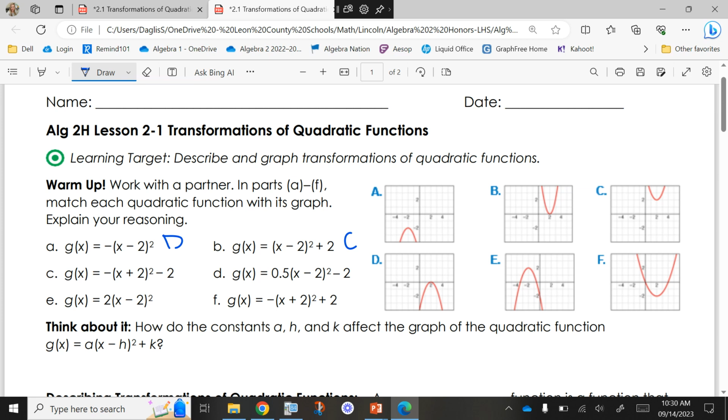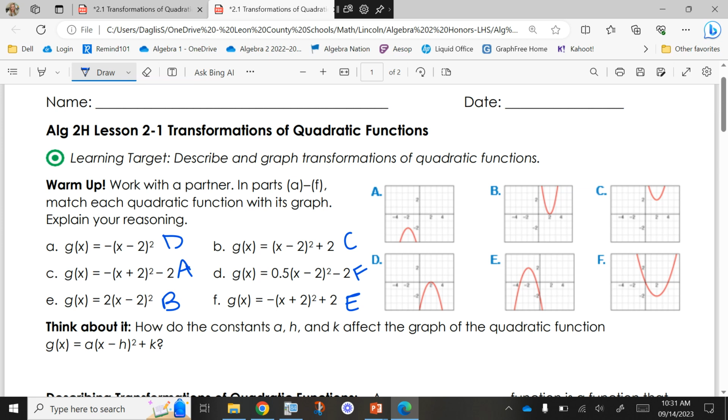What you got? Graph A. Nice. Function D. Graph F. Function E. Graph B. And then function F goes with graph E. Nice. All right, so what gave away A, C, and D?